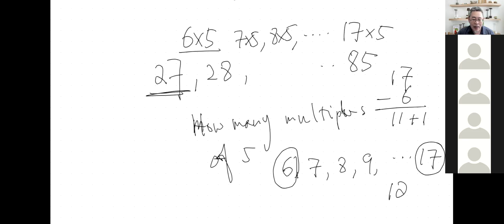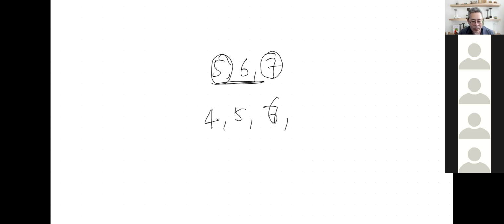So again, when you do things like that, if you're not quite sure, just try something very simple. Like for example, 5, 6, 7. You can see that 7 minus 5 is 2, but we got 3 here. So you have to add 1. If you want to do 4, 5, 6, 7, we got 4 here, but 7 minus 4 is 3. So we just need to add 1 to it. So last one minus first one, then add 1 to it.